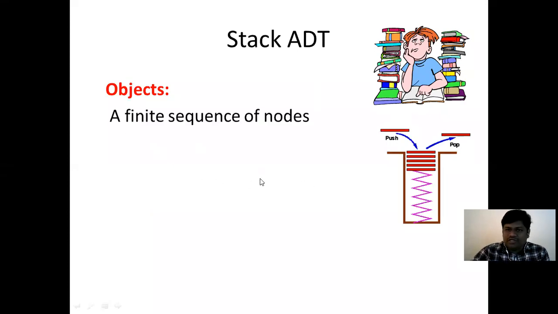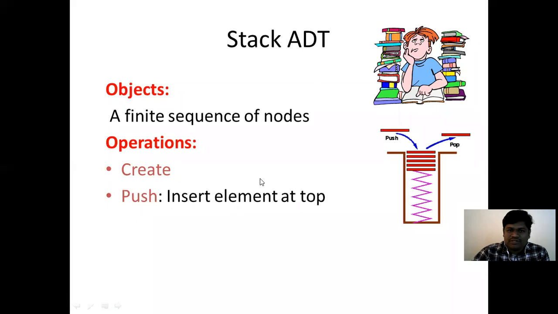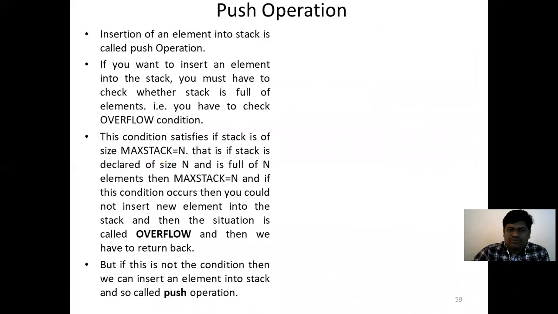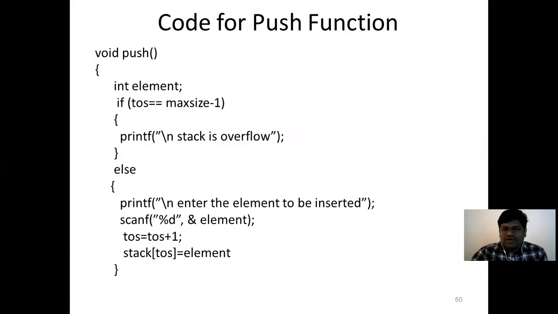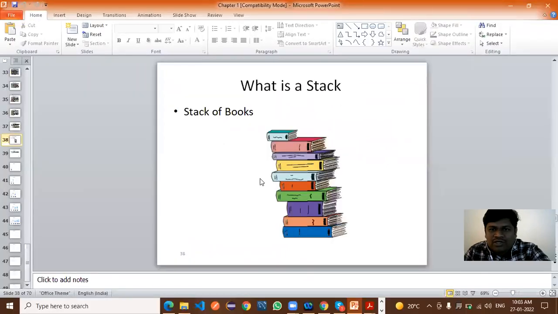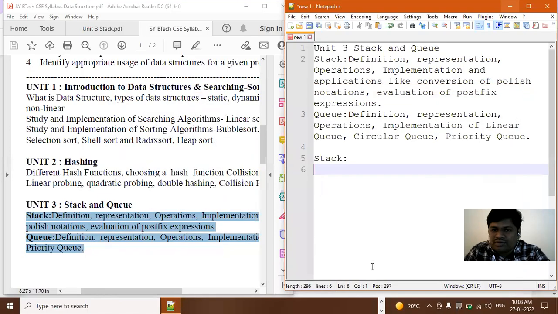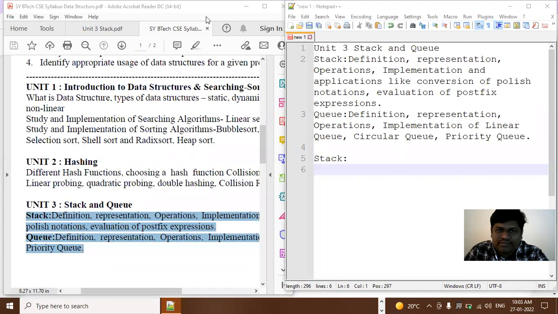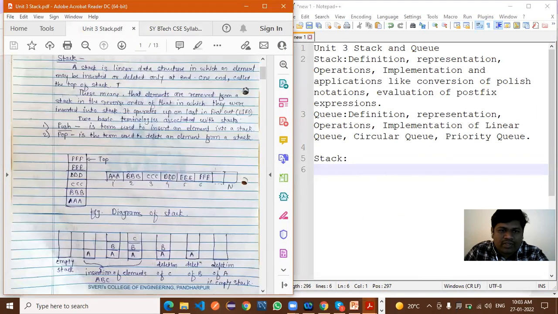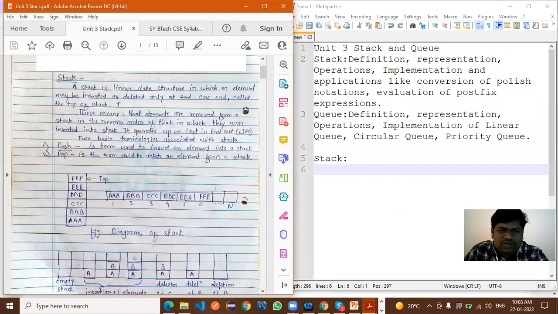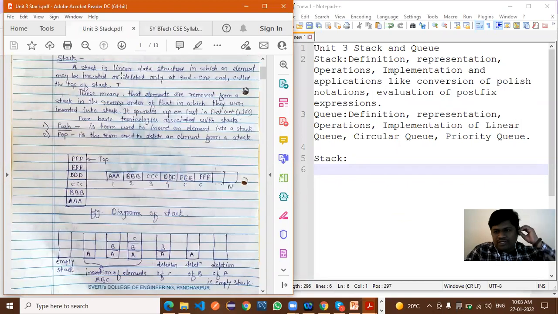Now I think these are the pictorial representations: create, push, pop. So I think there is no need to discuss them. Now we'll go directly to the implementation part. Here we will revise the definition once again. So these are some notes, and I will share them with you, right?